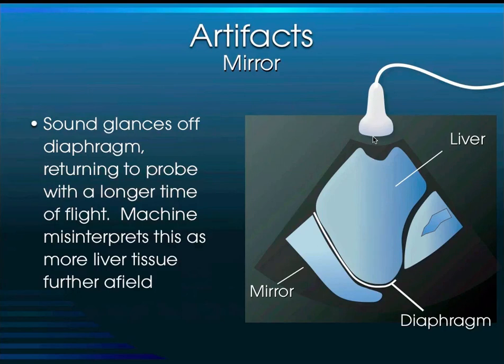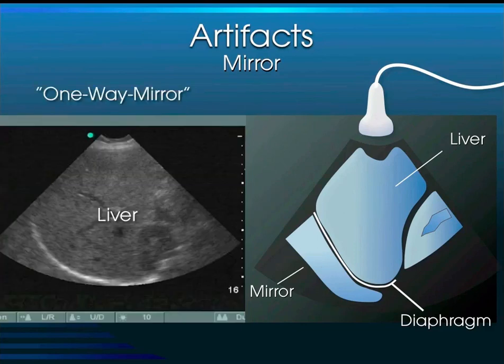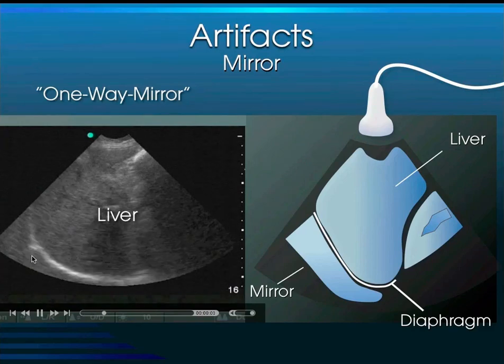And the machine misinterprets that information as there being further tissue afield. It does so because it took the sound longer to get back to the probe, and therefore it thinks there's something further down on the screen. And the material that it plots further down on the screen is the material that the sound was running through, which was liver. So when you get the mirror image of the liver up in the chest, or on the left side of the body, the spleen up in the chest, that's called the mirror image artifact. And it's an expected artifact in all normal individuals.